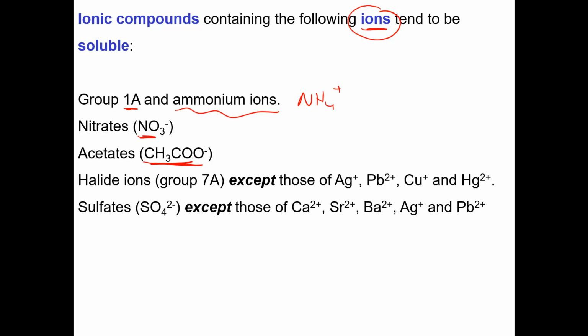If your ionic compound contains a halide or group 7A anion, it is normally soluble except for if the cation is either silver, lead 2+, copper 1+, or mercury 2+. If your ionic compound contains the sulfate anion, it is generally soluble unless it is accompanied by the calcium, strontium, barium, silver, or lead 2+ cation.